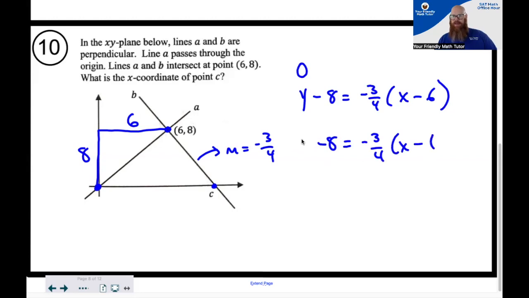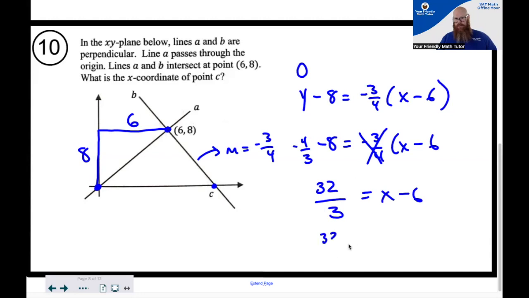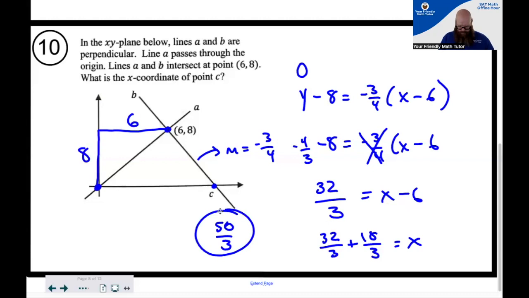Multiply each side by negative 4 over 3. That cancels that out. This gives me 32 over 3 equals x minus 6. And then I'm going to add 6 to both sides. 6 is really 18 over 3, so 32 over 3 plus 18 over 3 gives me x, which is 50 over 3.